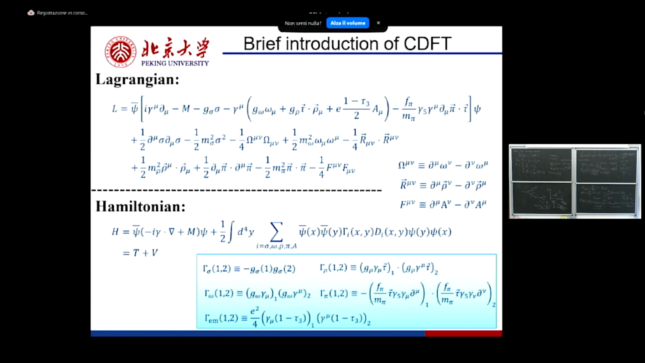Because you have not mentioned, for instance, chiral symmetry, which can pose constraints on the form of the pion coupling. So which are the principles? This is minimal coupling, simply minimal coupling.